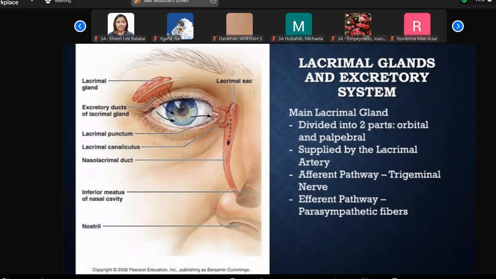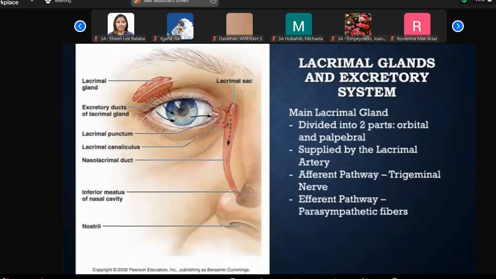By gravity and by blinking, the movement of tears is lateral to inferior, and it exits into the nasolacrimal duct. The lacrimal excretory system comprises the superior and inferior punctum. When I say punctum, they're just the holes. You can check this when you're looking in the mirror. Then each punctum is connected to a canaliculus, short for small canal. So we have a superior canaliculus and an inferior canaliculus.